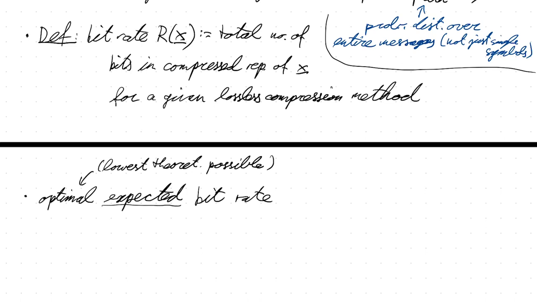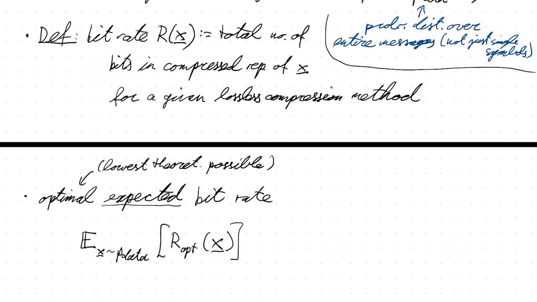Now, what is that optimal expected bit rate? Well, it's the expectation over X coming from the data source. I'm going to denote this as X sampled from P data, of the bit rate of some, I'm going to call this R opt, because I'm assuming now we have an optimal lossless compression method.